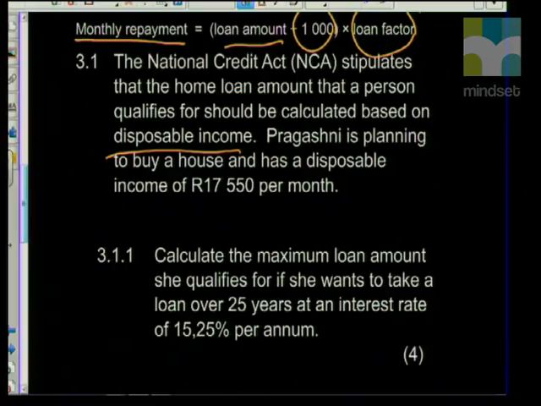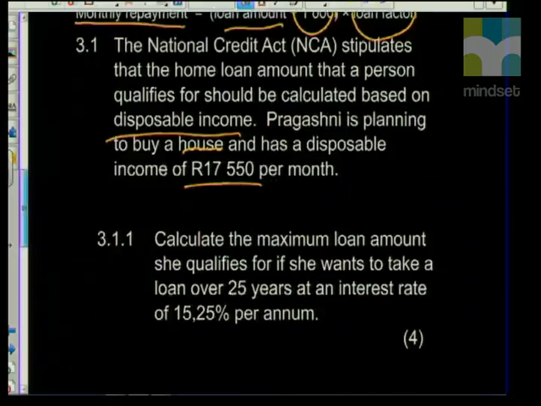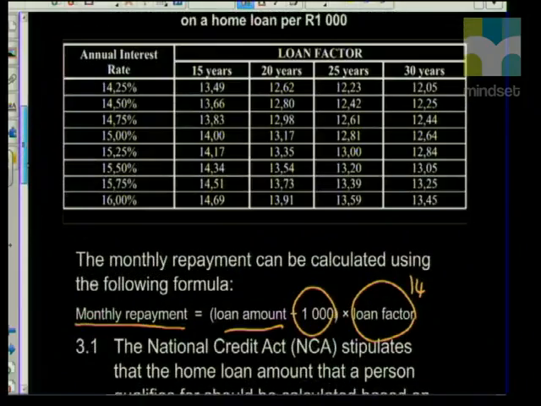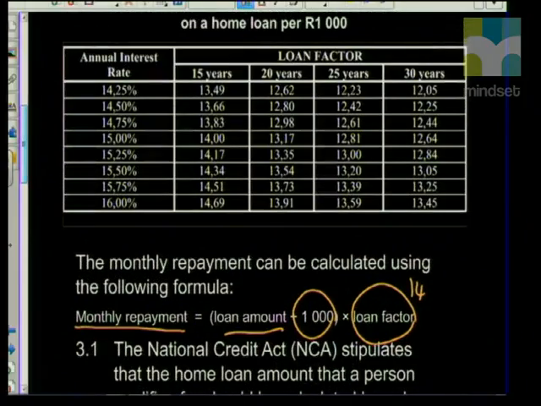So what we recognize here is that we're told that Prognoshny is going to buy a house and has a disposable income of quite a huge amount of 17,550 Rand per month. What we're asked to do is to calculate the maximum loan amount she qualifies for if she wants to take a loan over 25 years at an interest rate of 15.25%. So let's have a look at exactly what this is.